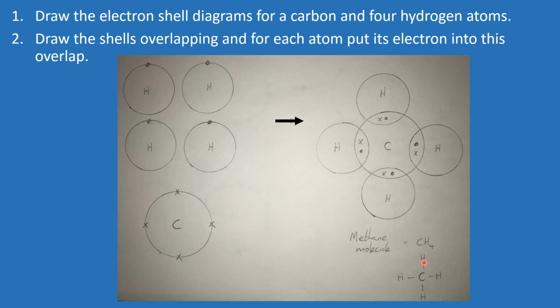by that straight line. And the carbon itself, 1, 2, 3, 4, 5, 6, 7, 8. So that's got a full outer shell. So this is methane, CH4. And here we can see the representation as a structural formulae.